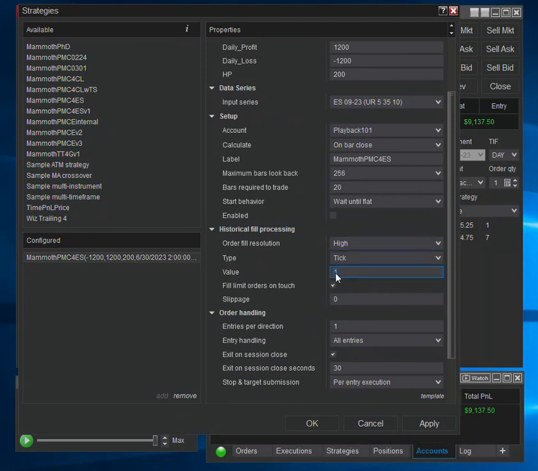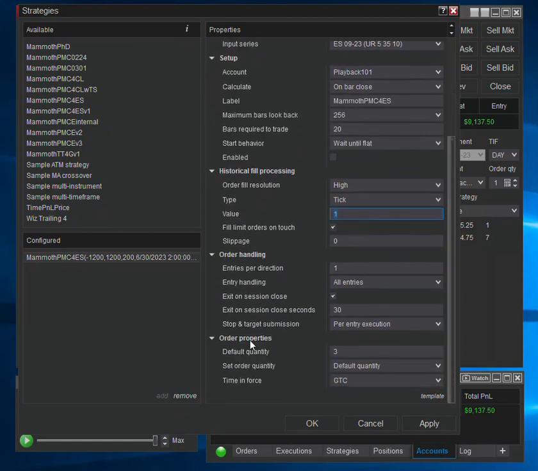Value is one tick, and this area means one tick above the high, above the close of the previous bar if you go long, or one tick below the previous bar if you go short. Bottom right here, order properties, the default quantity I set as three, meaning three contracts per trade. You can change it to one or two or whatever number you want. It depends on your risk tolerance.